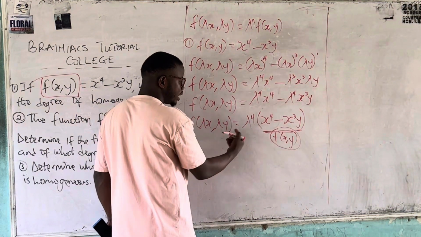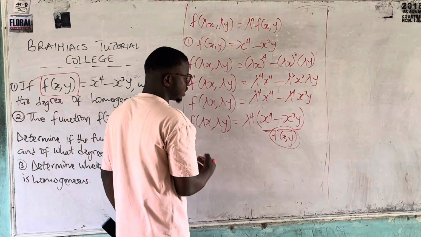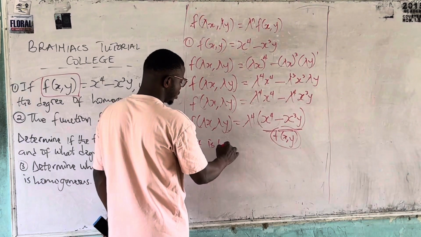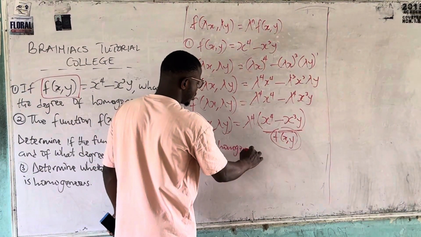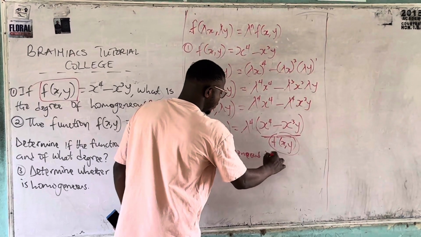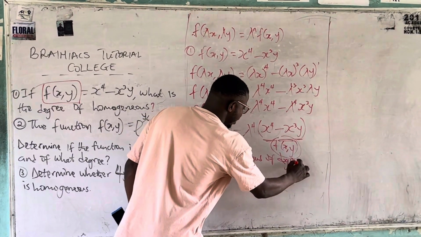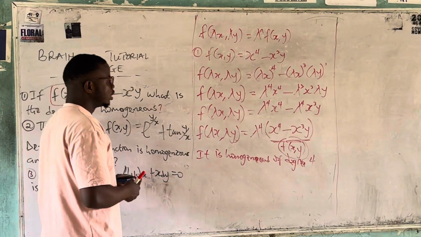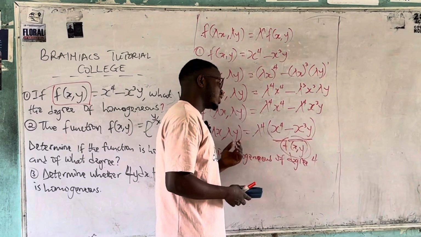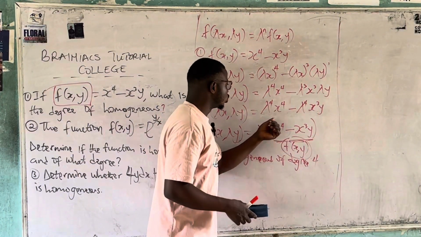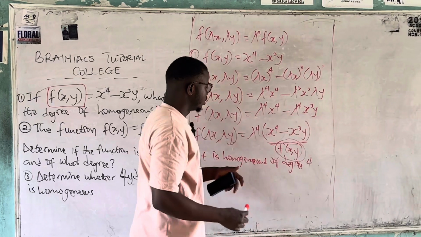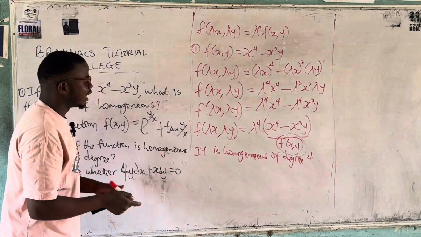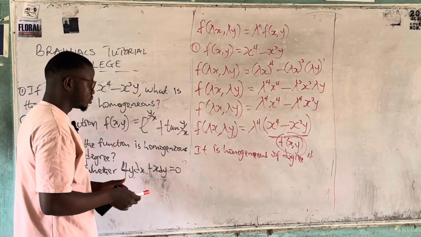So now here we were able to factor lambda out, and the power of that lambda is what? It is 4. So you see it is homogeneous. It is homogeneous of degree 4. That is the power of the lambda. So it is homogeneous of degree 4 because at the end of the day, we're able to factor lambda out totally, because lambda was actually common to what we have here and the other one. And we're able to obtain the function back again, which is f of x comma y.